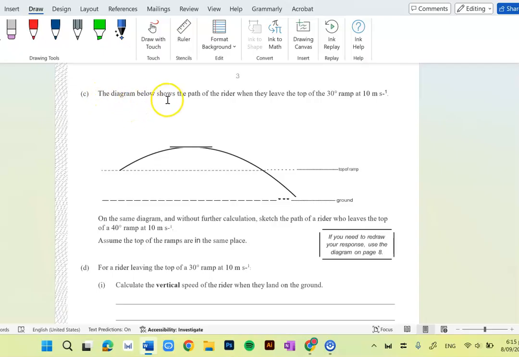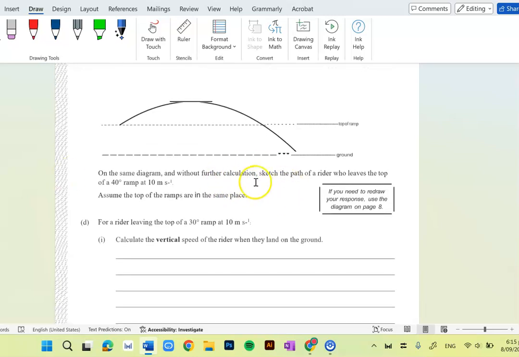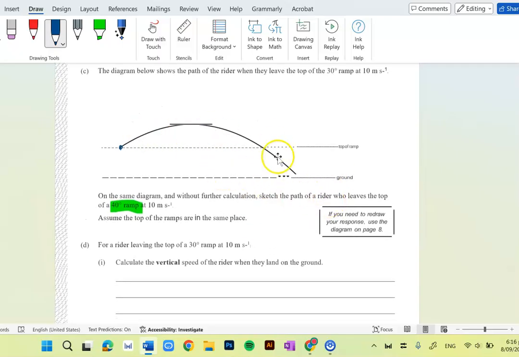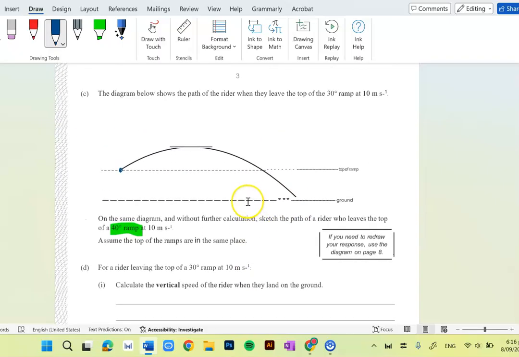The diagram below shows the path of the rider when they leave the top of the 30-degree ramp at 10 meters per second. On the same diagram and without further calculations, which means we don't have to do any calculating, sketch the path of a rider who leaves the top of a ramp at 10 meters per second, 40 degrees. So this is different than 30 degrees. Assume the top of the ramps are in the same place, which basically means we're going to start in the same place, which is here. I think this is meant to touch the ground, but whatever.